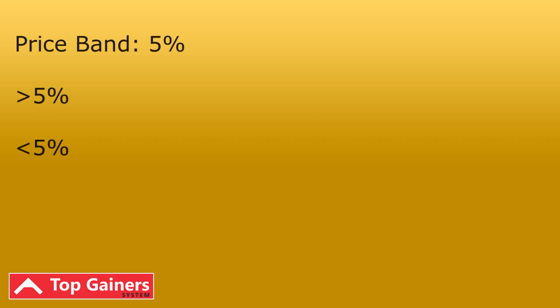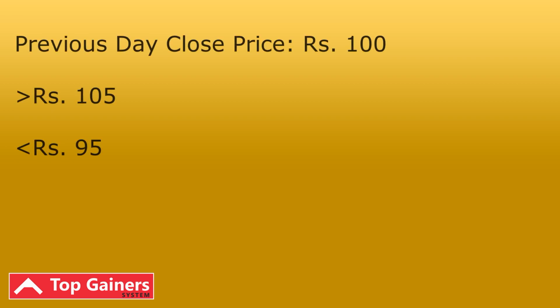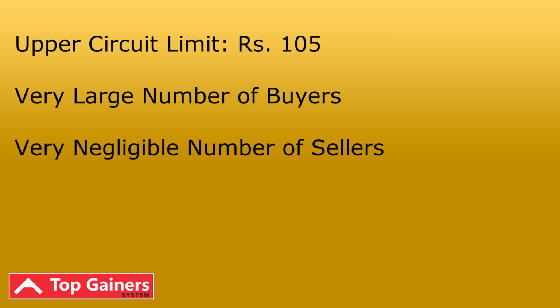Suppose stock A is under the 5% price band. This means it can't rise above 5% or fall below 5% of its previous day's close price on a given day. Assume that its previous day close price was Rs 100. Then on the next trading day, the price cannot go above Rs 105 and come below Rs 95. Let us consider an example scenario for the upper circuit limit. If the price touches Rs 105, then it has hit the upper circuit.